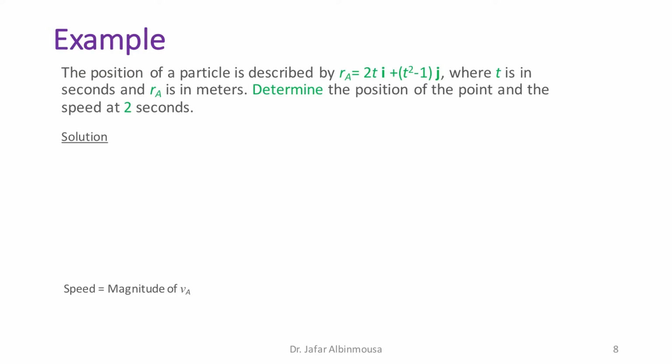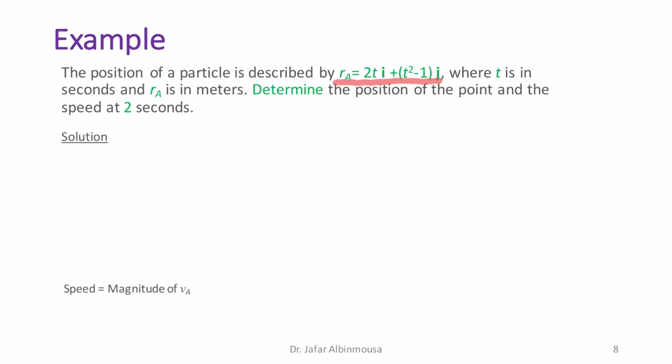Let's have this simple example. The position of a particle is described by r_A, which is equal to 2t i plus (t squared minus 1) j, where t is in seconds and r is in meters. And what we want is to determine the position of the point and the speed at 2 seconds.